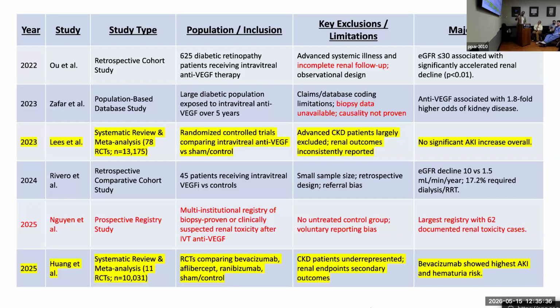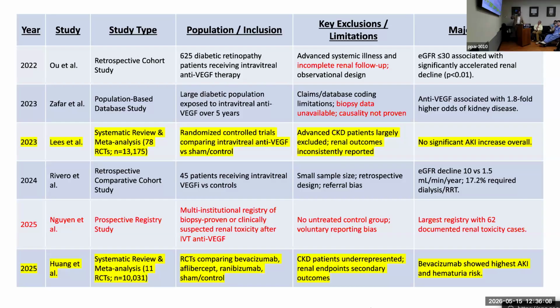In 2023, there was a systematic review and meta-analysis of randomized controlled trials comparing intravitreal anti-VEGF versus control, and they did not find any overall increase in AKI. Advanced CKD patients were largely excluded from many of the trials in the meta-analysis. In 2024, a retrospective comparative cohort study showed eGFR decline of 10 versus 1.5, and 17% required dialysis, but it was a small sample size, just 45 patients.